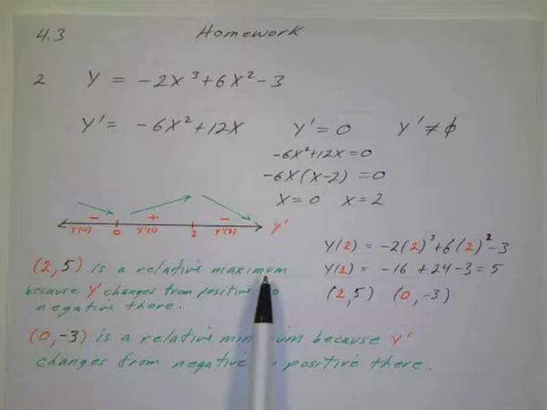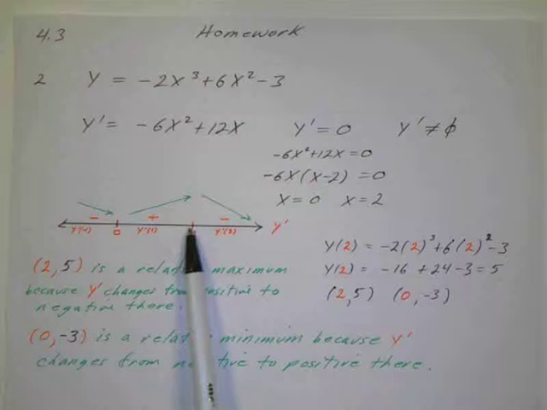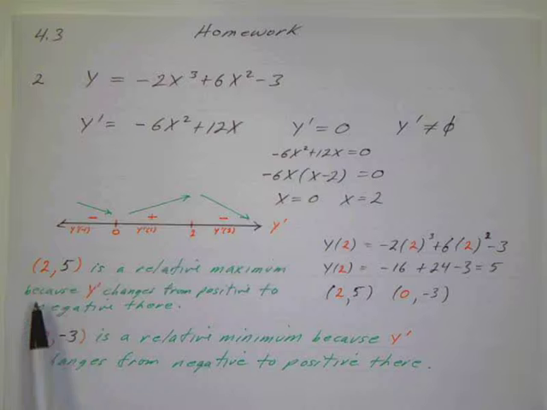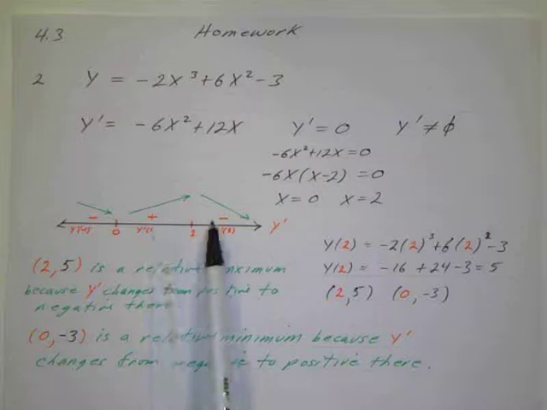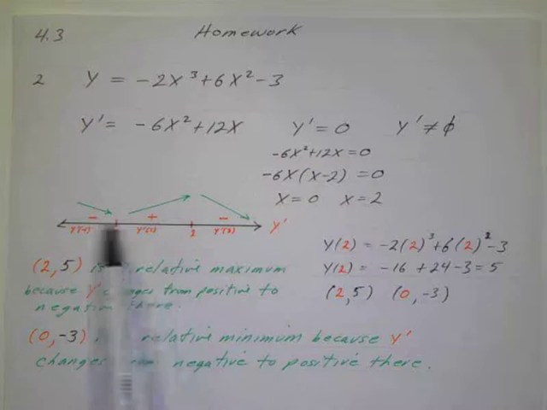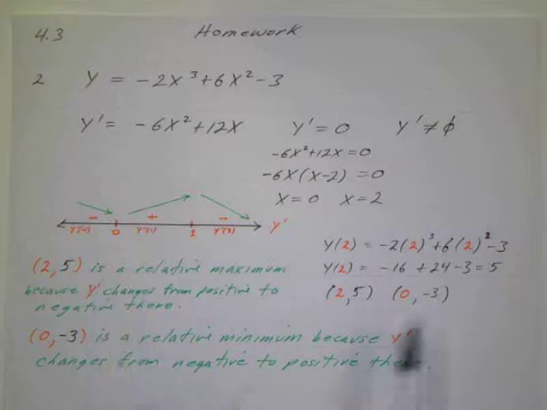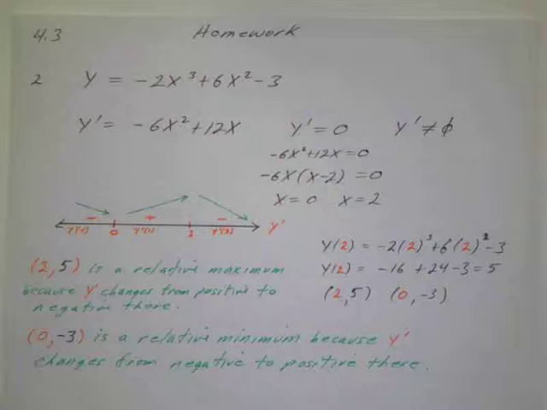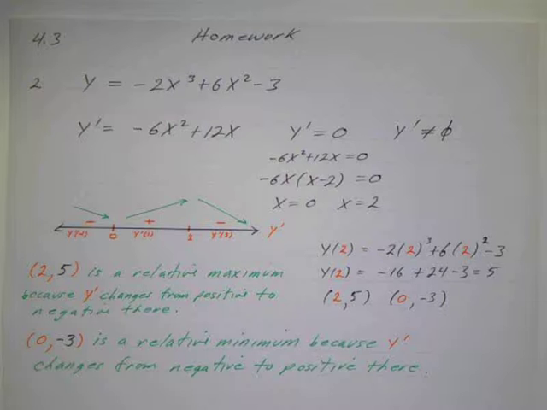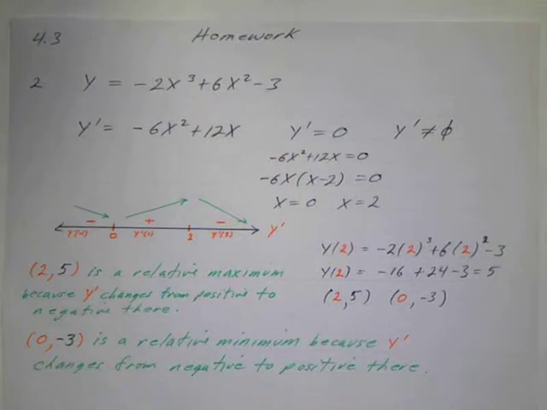So 2, 5 is a relative maximum because y prime changes from positive to negative there. And 0, negative 3 is a relative minimum because y prime changes from negative to positive there. 0, negative 3. Okay? So that was pretty easy. And you can always pause that and take a look at it if I'm going too fast here.